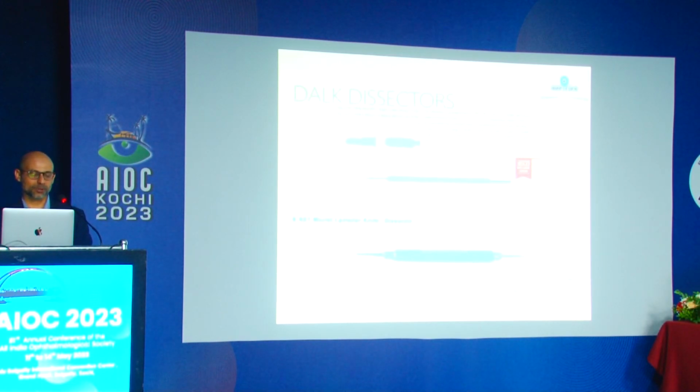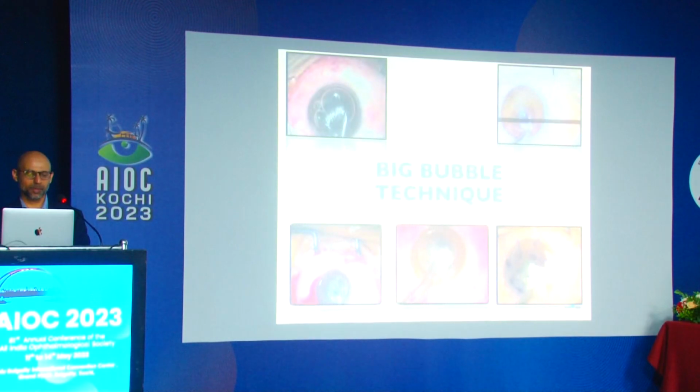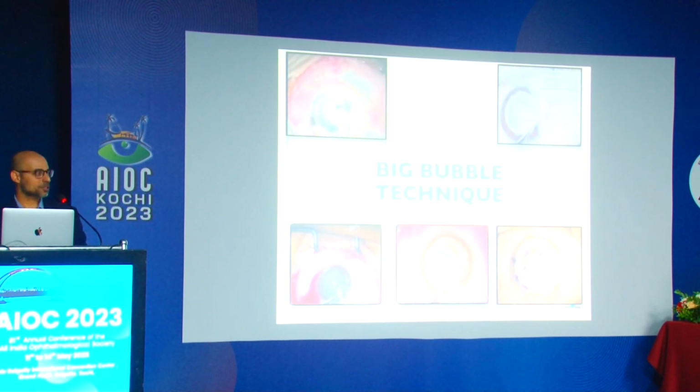You have dissectors also like these if you're planning to do some sort of a manual dissection. There are scissors which help to excise the stroma safely. So like I said, various techniques have been described, big bubble being the popular one. So this is what happens in the big bubble. You introduce air or sometimes even viscoelastic in the deep stroma and it forms this kind of a feathery white bubble with a translucent center. Okay, this is called a type 1 bubble.